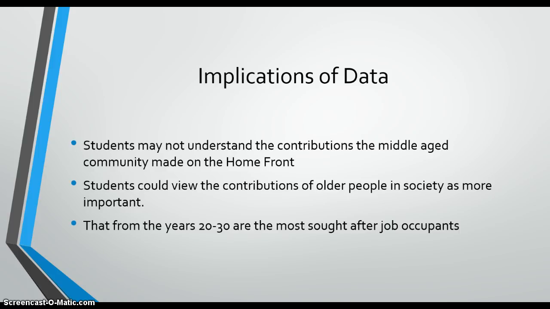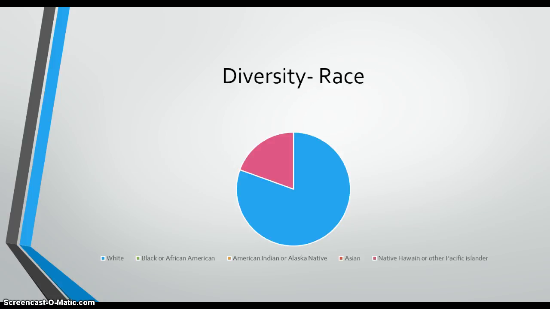An implication of this data is that students may not understand the contributions the middle-aged community made on the home front. Students could view the contributions of older people in society as more important, and that people from the ages of 20 to 30 are the most sought-after job occupants.